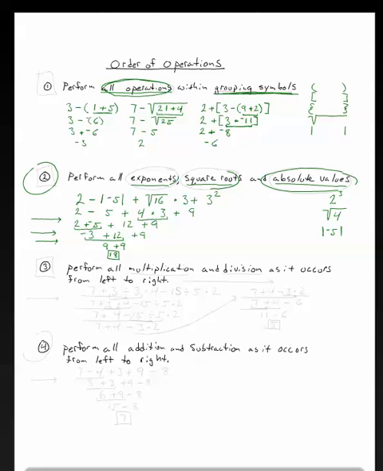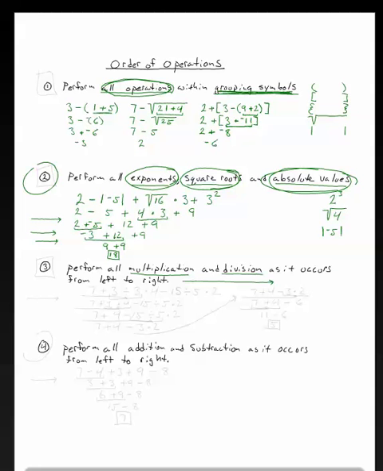So the first step in the order of operations is to perform all operations within grouping symbols. Next we're going to perform all exponents, square roots, and absolute values. When we don't have any more exponents, square roots, or absolute values left, we do multiplication and division as it occurs from left to right.